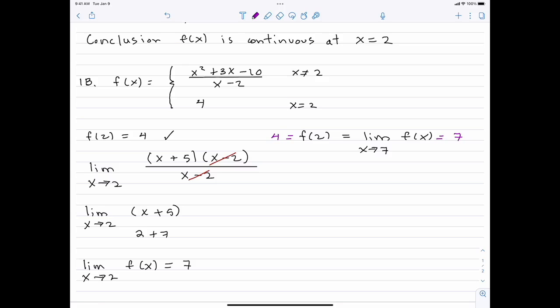So let's write our conclusion. f of x is not continuous at x equals 2. Be specific, because f of 2 is not equal to the limit as x approaches 2 of f of x.